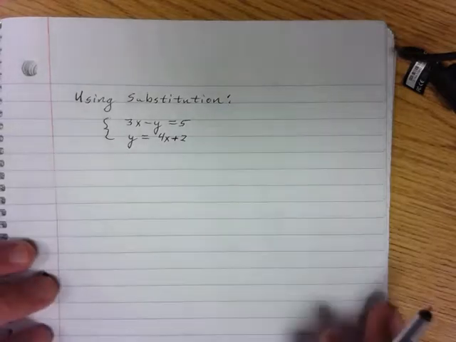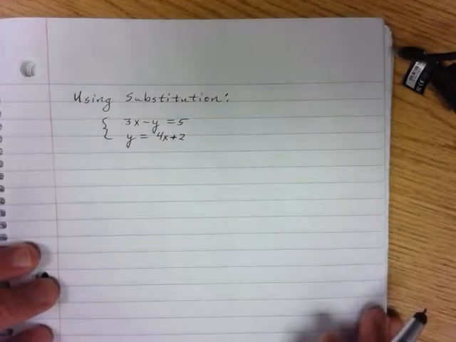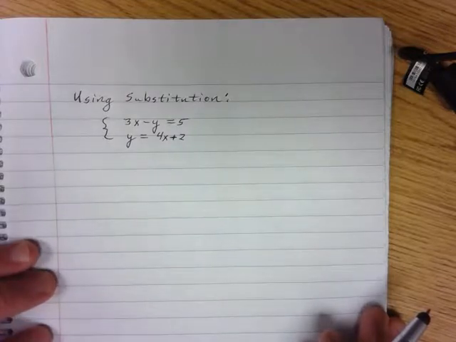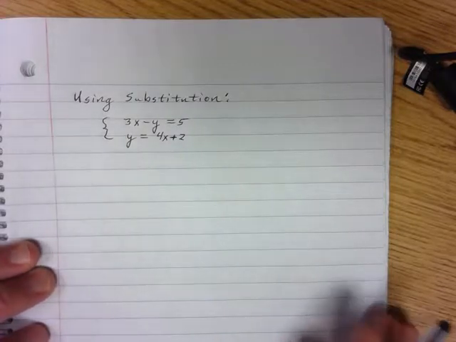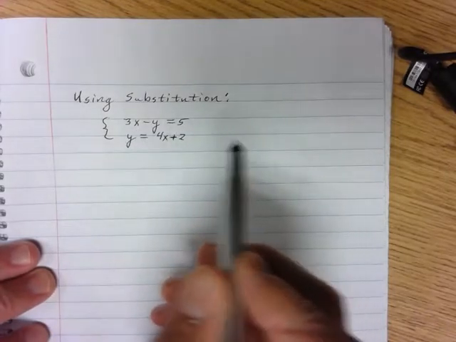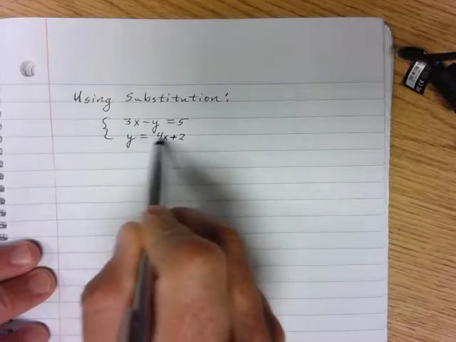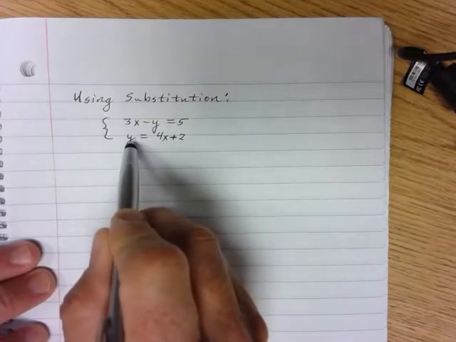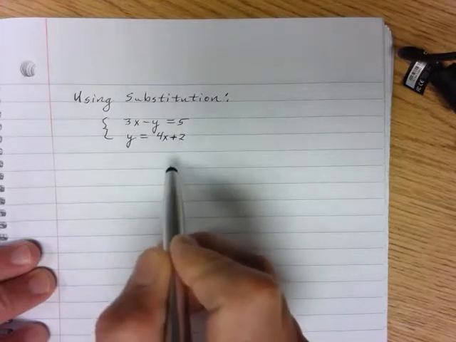This morning I'd like to go over substitution again. Sometimes it's clearly easier to use substitution versus graphing or elimination. So in this example here we have 3x minus y equals 5, and in the second equation, we're solving this system of equations, we have y equals 4x plus 2.